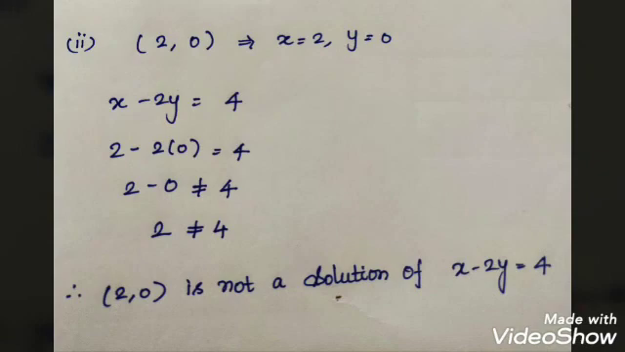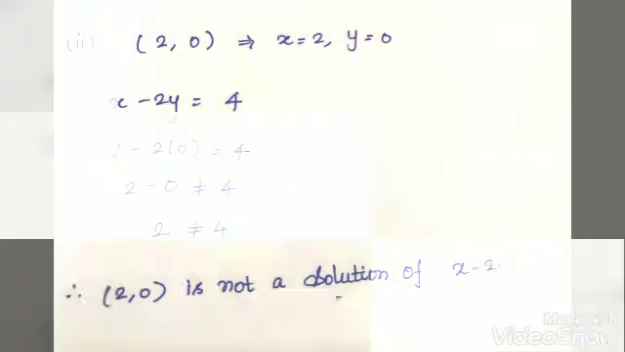Next, 2, 0. Here x is equal to 2 and y is equal to 0. So x minus 2y equal to 4, this is our equation. Substitute the values of x and y. 2 minus 2 into 0 is equal to 4. So 2 minus 2 into 0, which is 0. So 2 is not equal to 4. Your left hand side is not equal to the right hand side. So 2, 0 is not a solution of x minus 2y equal to 4. Is it clear? If both LHS and RHS are equal, that x, y value is a solution, right?